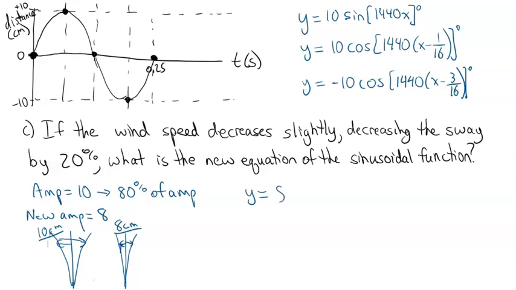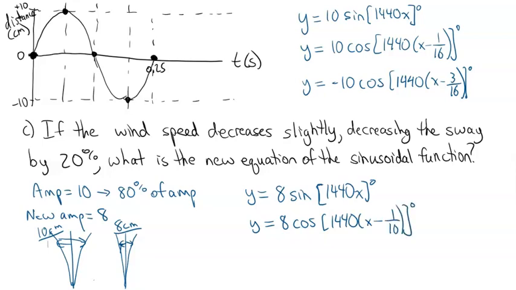So our new equation is going to be y equals 8 sine 1440 x degrees. Now you could also write that with the positive cosine. That would be 8 cosine 1440 x minus 1/16. Again, you could write that 1/16 as a decimal. Or if you use the negative cosine case, you could write that as negative 8 cosine 1440 x minus 3/16 degrees. So there you go. That's how you would write that new equation if you did a sine or a positive or negative cosine function.